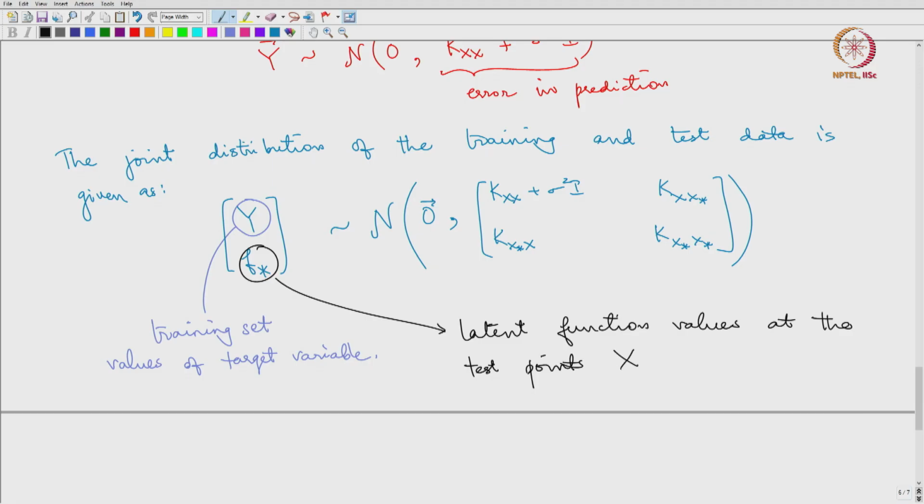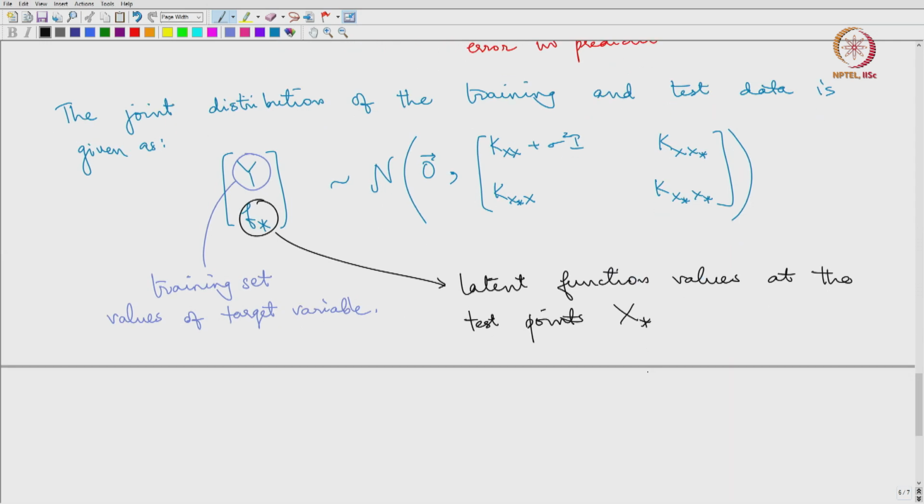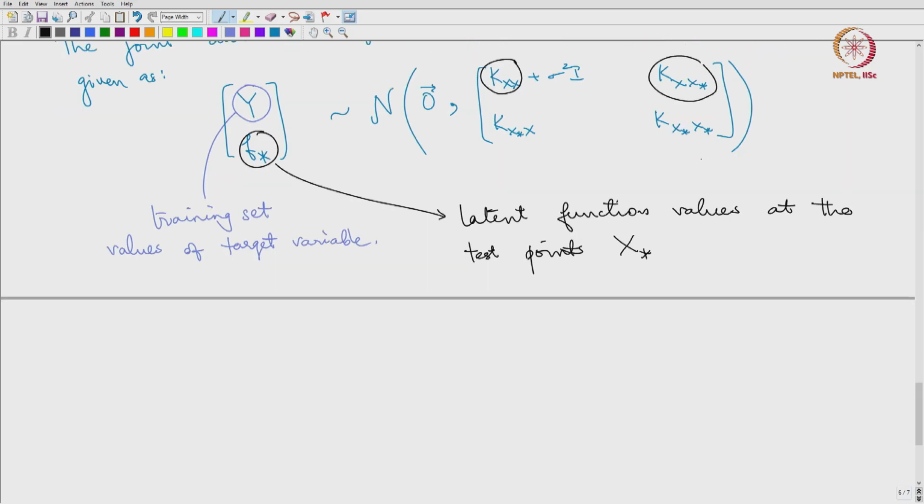So, you can make predictions at multiple data points where the data matrix of test data is given as x star, right. And you know that kxx is the kernel between the training points and kxx star is the kernel matrix between the training data x and the test data x star.